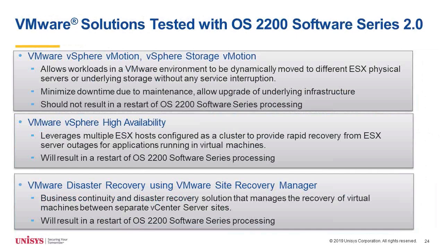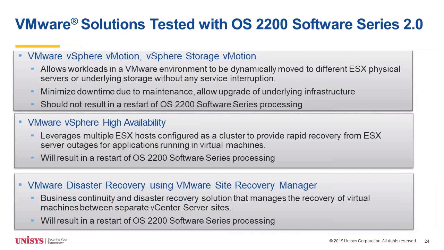And if one of those servers goes down, it provides a failover capability, much like the high availability on the Dorado processing complex. It will result in a restart of the OS 2200 software series. But again, this is a DR instance that hopefully is not going to be a common event within VMware.